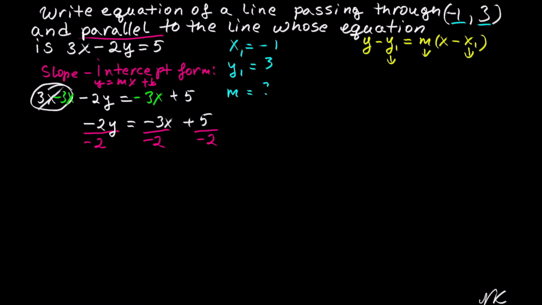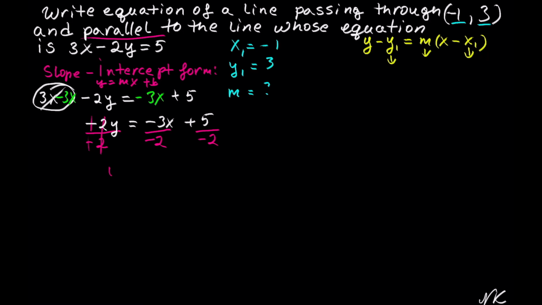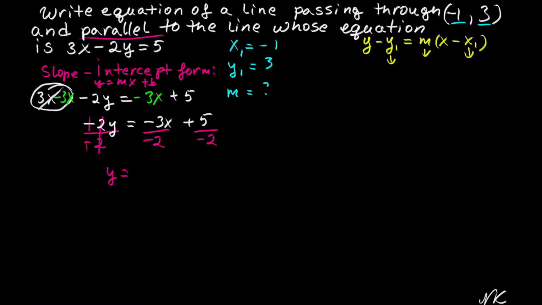So let's simplify. -2 divided by -2 gives us positive 1y. -3 divided by -2, we have positive 3 out of 2x. Positive 5 divided by -2 gives us negative 5 out of 2. Once we have the equation in this form, we can easily tell that the slope is 3 out of 2. So the slope of this parallel line is also 3 out of 2.